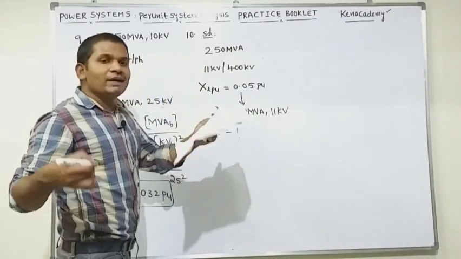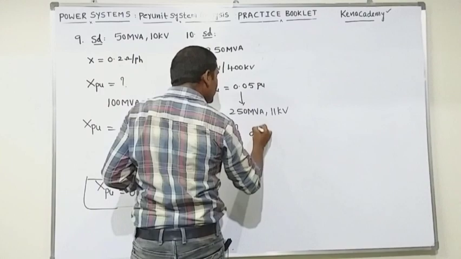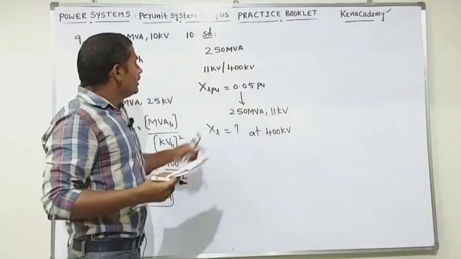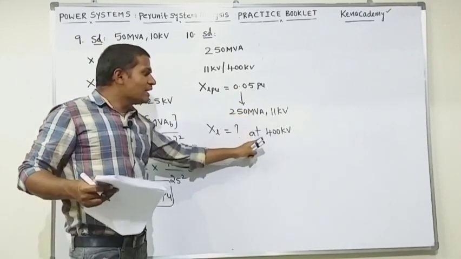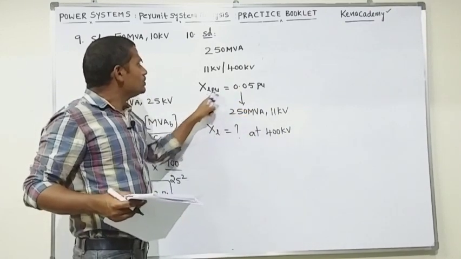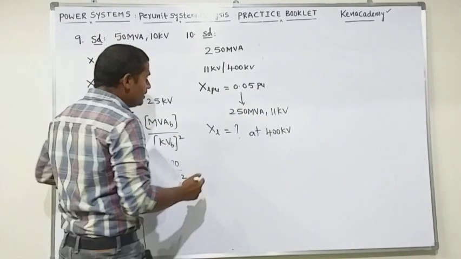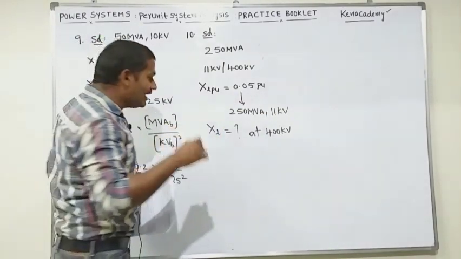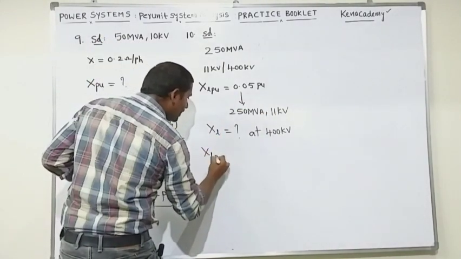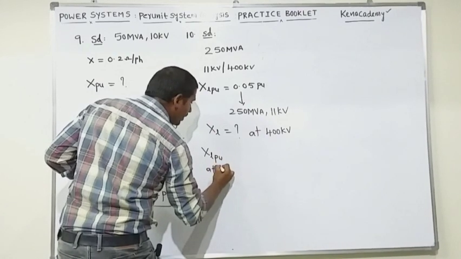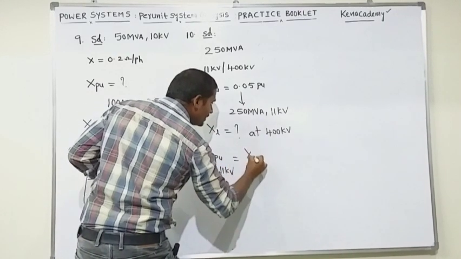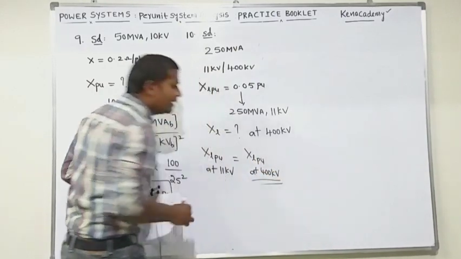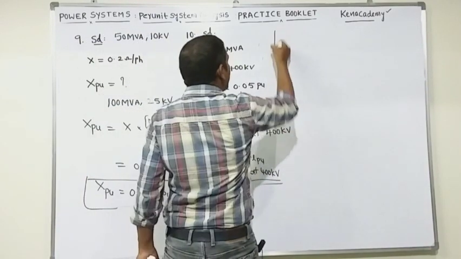Refer to the 400 kV side. But students, you know, whether you calculate at the 11 kV side or the 400 kV side, the per unit value is the same. That's why XL per unit at the LV side and XL per unit at the HV side are the same. That is, XL per unit at 11 kV is equal to XL per unit at 400 kV, because in a transformer it is the same at both sides.